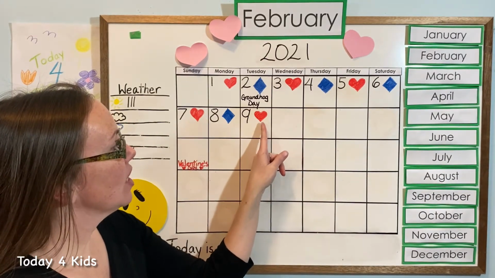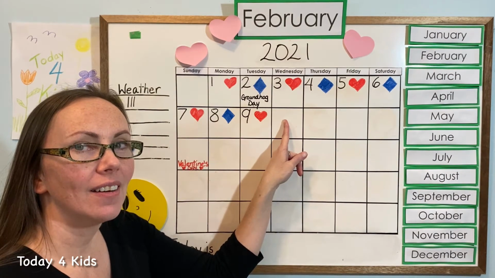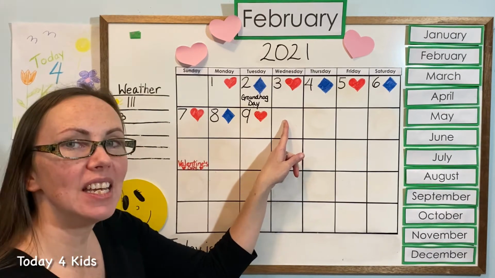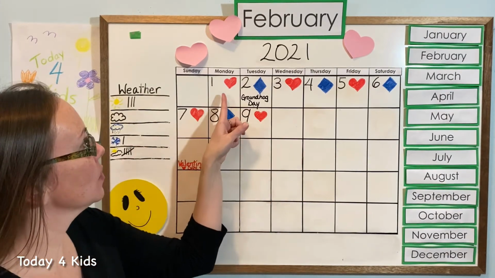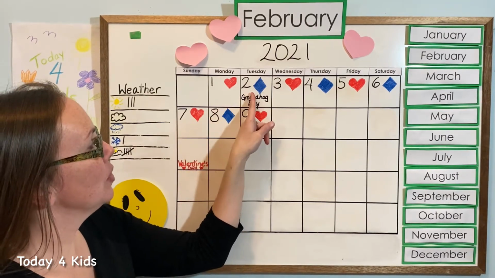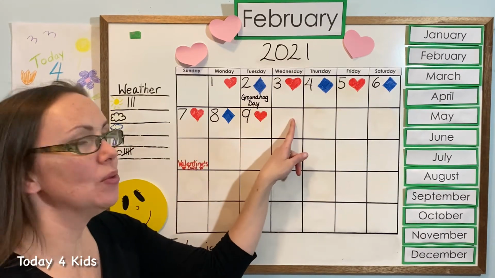So yesterday was a red heart. What do you think today is? What shape do you think we need to put in there? Do you remember? It has two names. Let's go back to the beginning and let's see if we got the right answer. Ready? Try it with me. Red heart, blue rhombus, red heart, blue rhombus, red heart, blue rhombus, red heart, blue rhombus, red heart, blue rhombus.